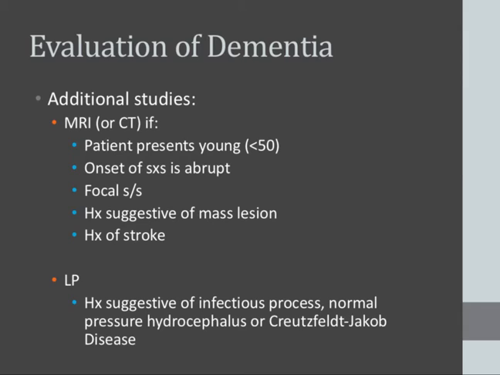So if the patient presents very young, under the age of 50, if the onset of symptoms is abrupt rather than insidious, if the patient has focal exam findings, so things like pronator drift, or a constant progressive unilateral headache, or any other history that suggests a mass lesion, then we'd want to do an imaging study, or if the patient has a history of stroke. We also want to think about doing an LP if there's a history that suggests an infectious process, a normal pressure hydrocephalus, or Creutzfeldt-Jakob disease, and we're going to talk about each of these in turn.